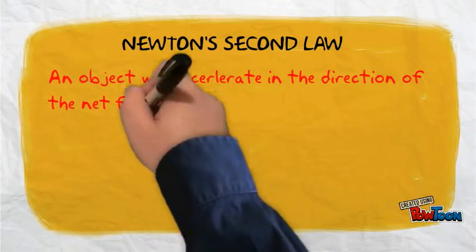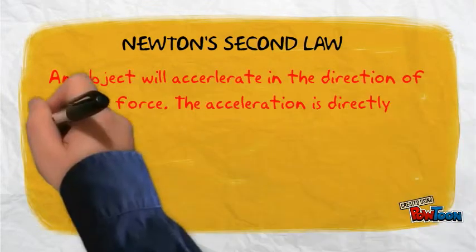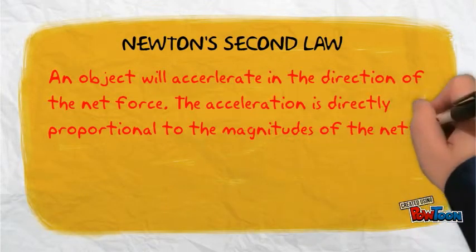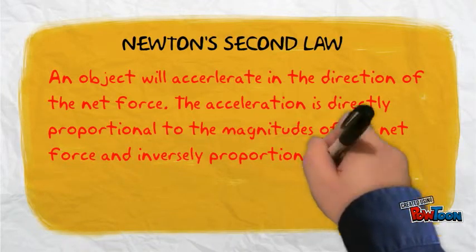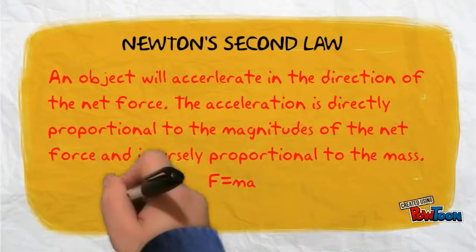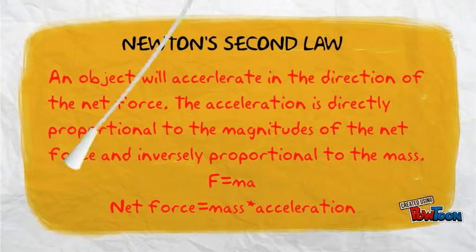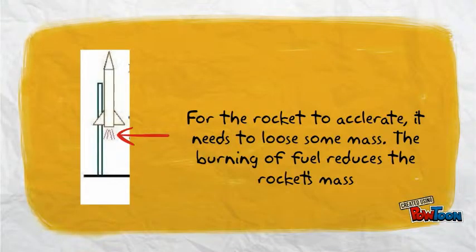of the net force. The acceleration is directly proportional to the magnitude of the net force and inversely proportional to the mass. This can be represented by the equation F = ma, in which net force is equal to mass times acceleration. From this visual, we can see that the rocket accelerates due to the burning of fuel, resulting in a decrease in mass.